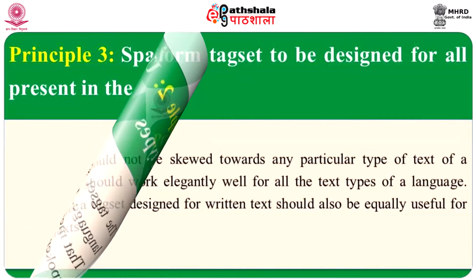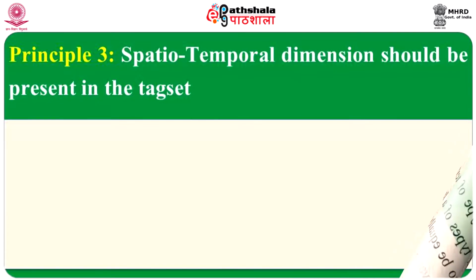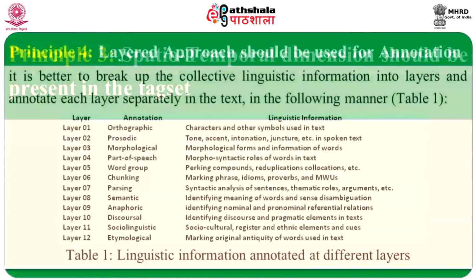Principle 3. Spatio-temporal dimension should be present in the text set. Thus, given the corpus, it should be possible for the end user to know as to what region the corpora belong to, or what is the period to which they relate. Now, this kind of information, that is the temporal about time, history, and spatial about geography, should be included in the text set.